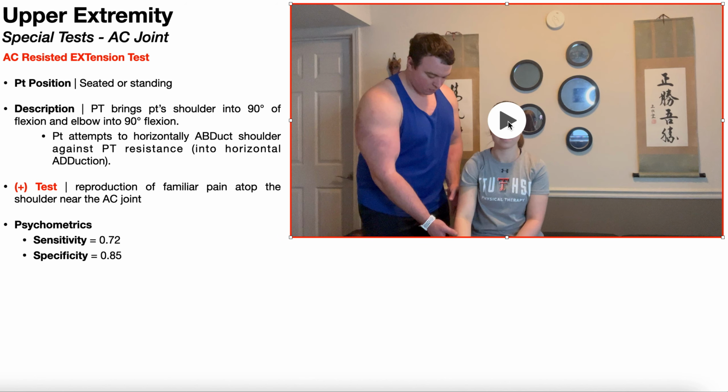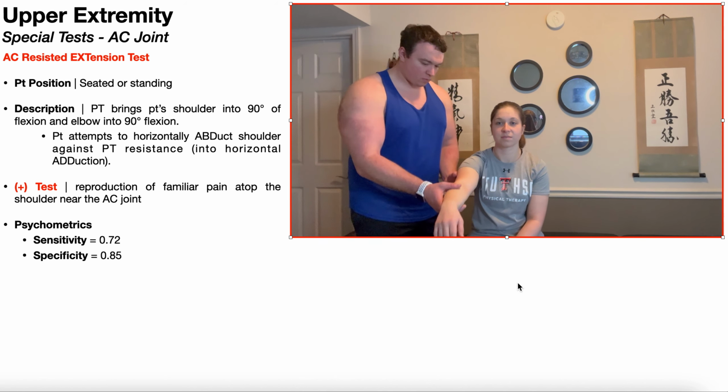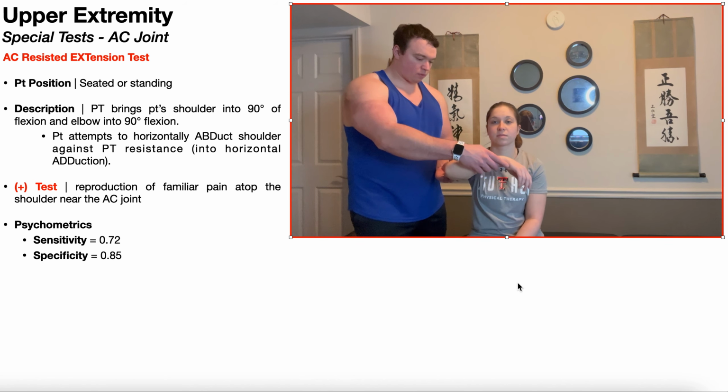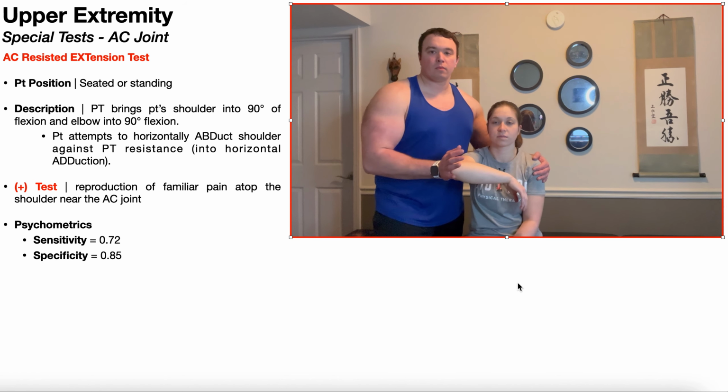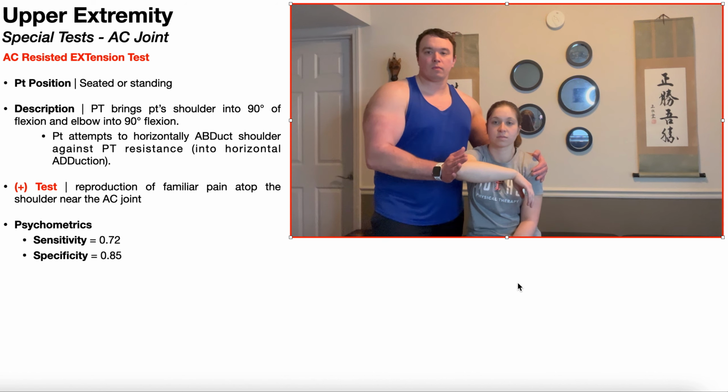Let's take a look at this test one more time. So we bring the patient's shoulder into 90 degrees of flexion with the elbow at 90 degrees of flexion, and then I'm going to try to push her into horizontal adduction while she pushes against me into horizontal abduction.